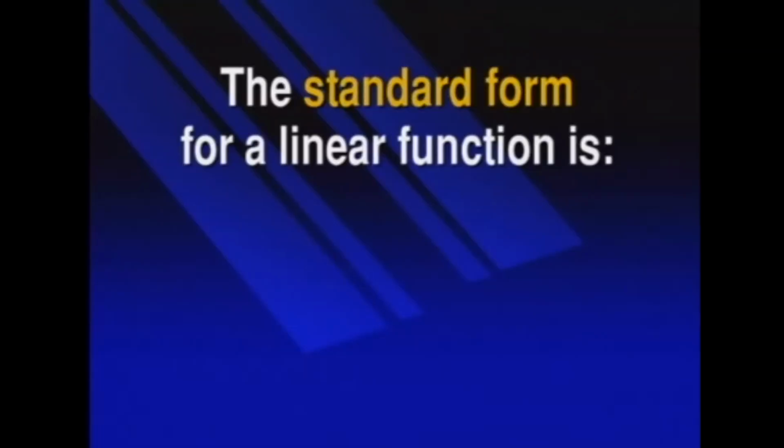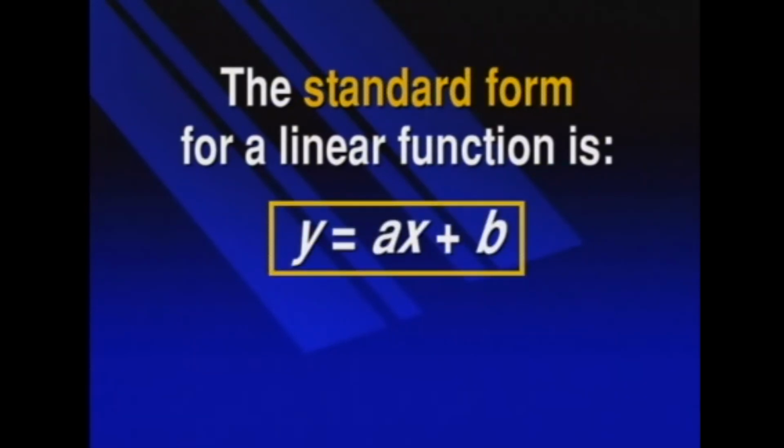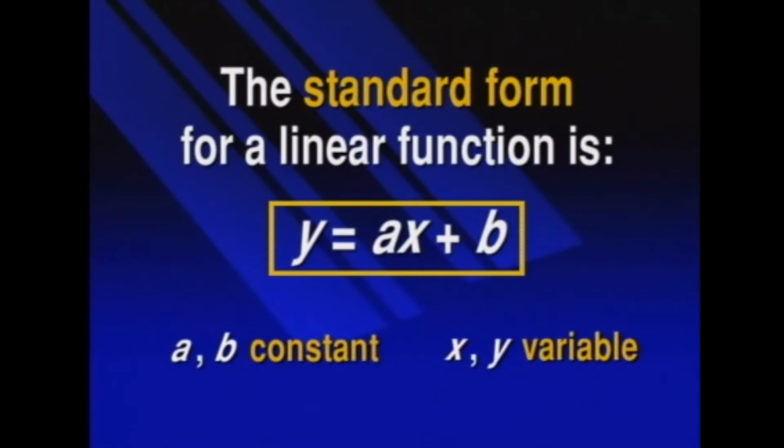So, we can conclude that the standard form for any linear function is, as you can see, y equals ax plus b, where a and b are the constants and x and y are the variables. That is a linear function.